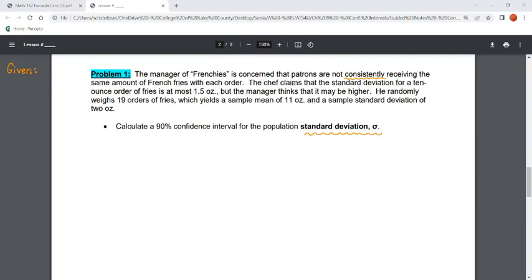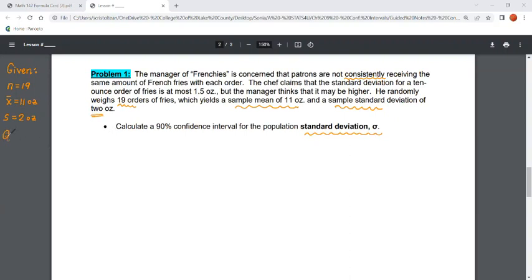Now, the chef claims something about the fries, and the manager thinks this might be higher, actually, and that's why he performs the following experiment. He will actually take 19 orders of fries, so 19 will be the sample size, which is n, and that will have a sample mean. So make sure we use the appropriate notation, x bar, which is 11 ounces, and a sample standard deviation, which is s, which is 2 ounces. Pay attention to this.